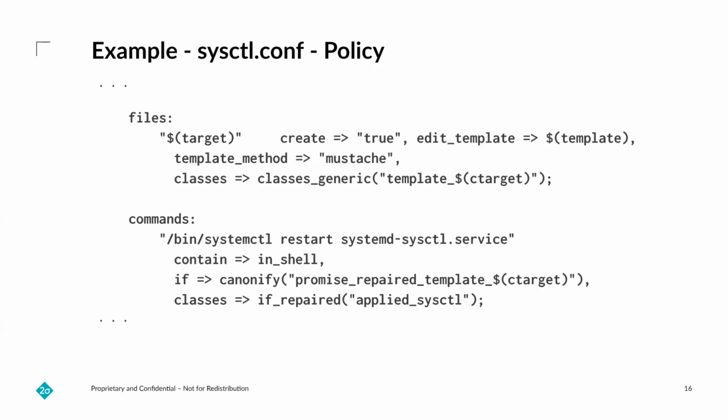Okay, so basically what this says is, canonify, restart the service if the promise was repaired. So it's great. We don't restart the service every time we run. We just know that the promise was repaired. We can restart the service then.